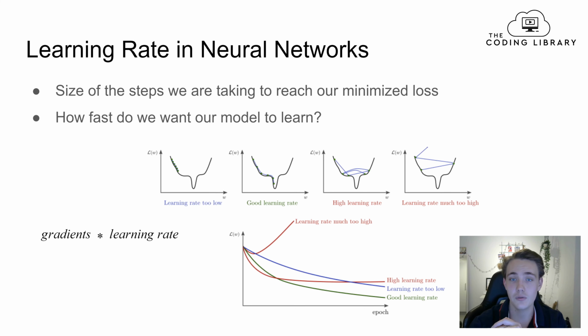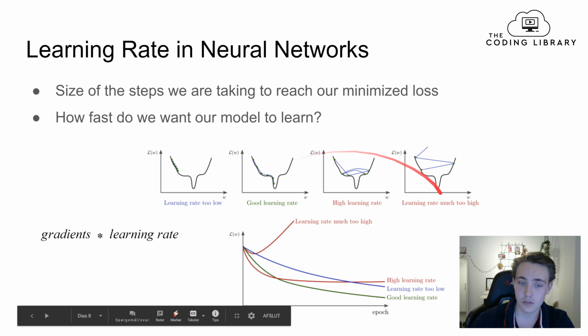The learning rate in neural networks is also very important when we're doing optimization and in the training process of our neural network. The learning rate is the size of the steps that we take to reach our minimized loss. We already talked about this when discussing gradient descent in the training process. The learning rate determines how fast we want our model to learn.